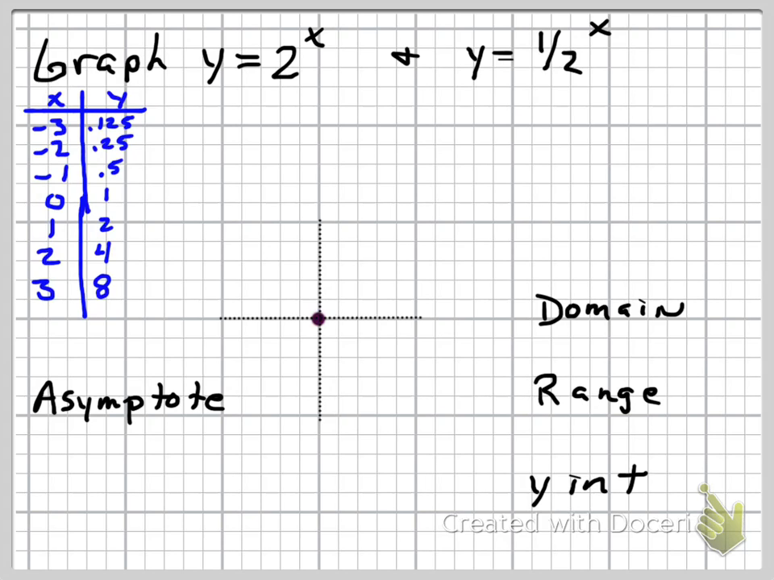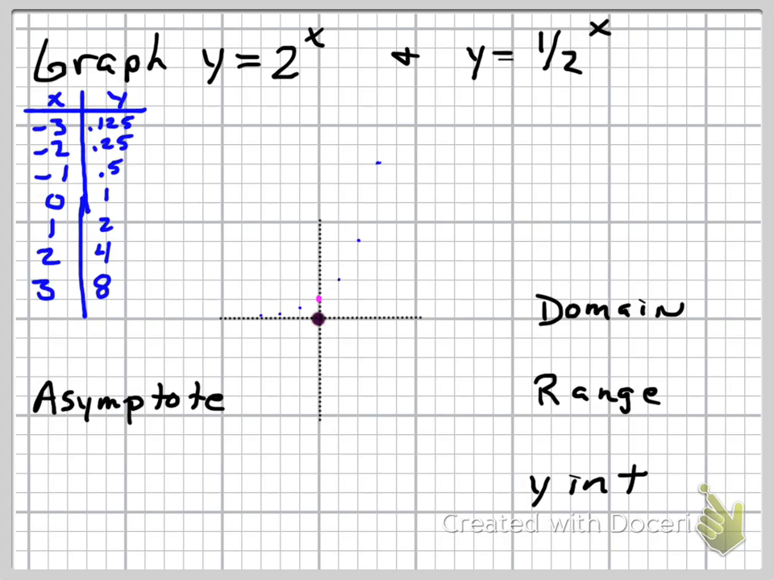Plotting those, there is -3, 0.125. I have a teeny tiny blue dot on my XY axis there. -2, 0.25, -1, 0.5, 0, 1, which I made a little bit bigger in pink so you could see it. 1, 2, 2, 4, 4, 8. So there's my curve.